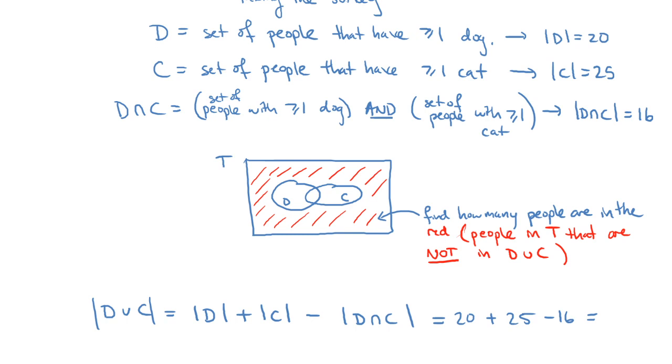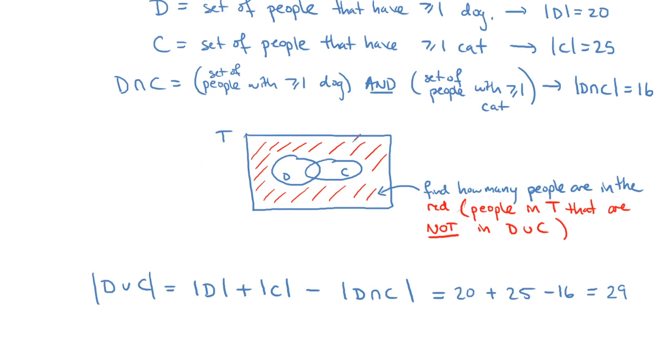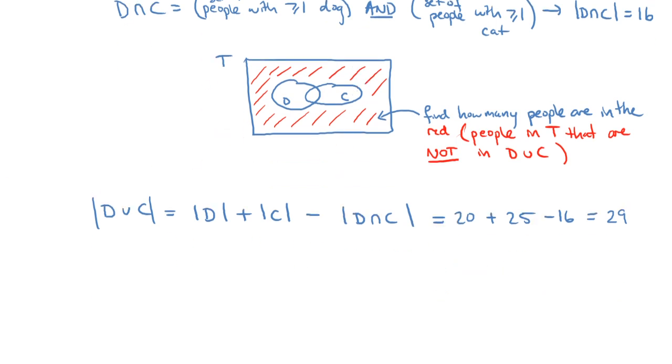Right, so 45 minus 16 is 29. So there are 29 people in this union, and then how many people are outside of that, in the red? Let me switch colors here. So the red set, which is actually T minus this union, right?